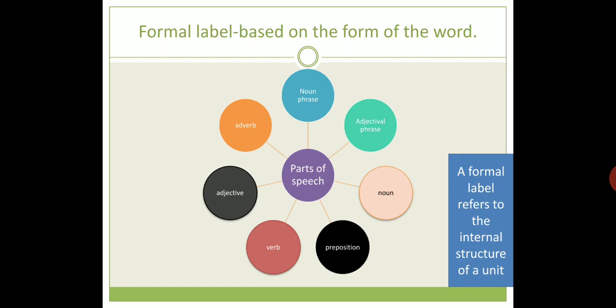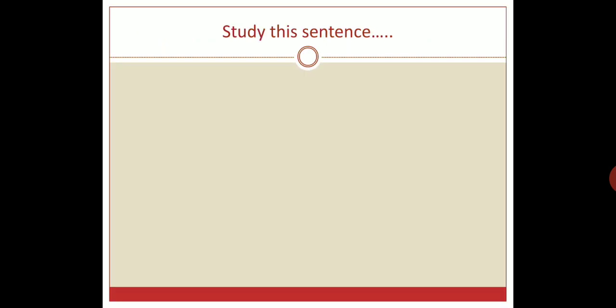So that is why in the first example you read in this presentation, we identified the pattern of my new car as determiner plus adjective plus noun. This is a labeling based on formal category. Let's see an example.